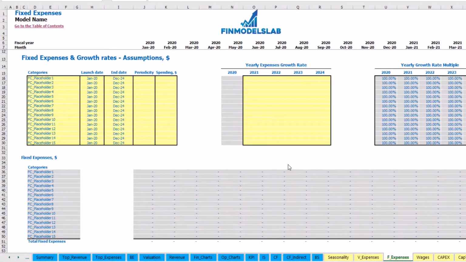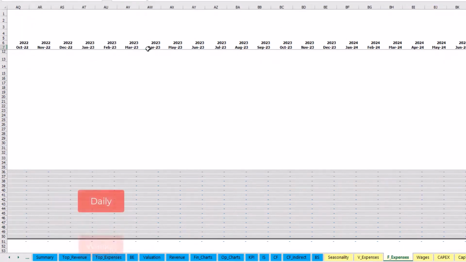On the fixed expenses tab, you may input up to 15 line items for your fixed expenses. Let me show you how it works. For example, you have utilities. You will start paying starting from March 20 till the end of the model, which is December 24. You may see it here.